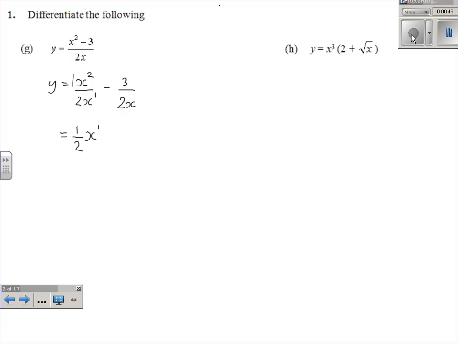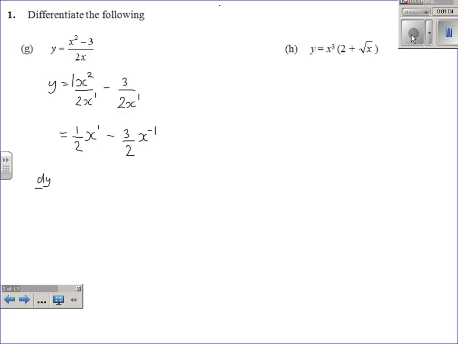Likewise, with the second term, if you deal with the numbers first, you've got 3 divided by 2. You've got x to the 1 on the bottom, so let's bring that to the numerator. So you've got x to the power of negative 1. And now it's written in such a way you're ready to go. Okay? So now we're going to differentiate.